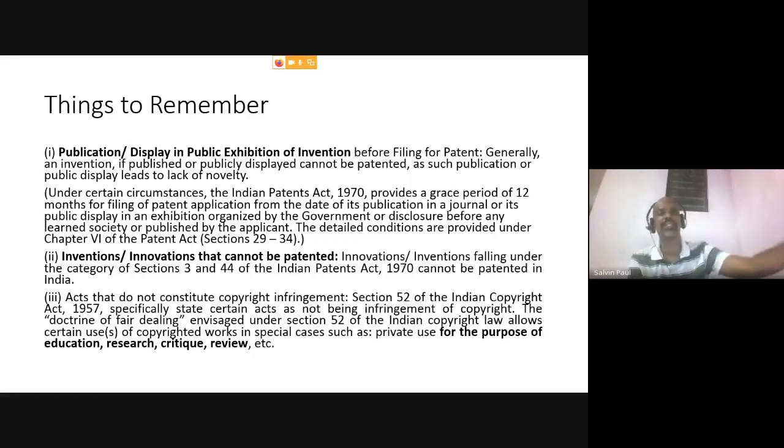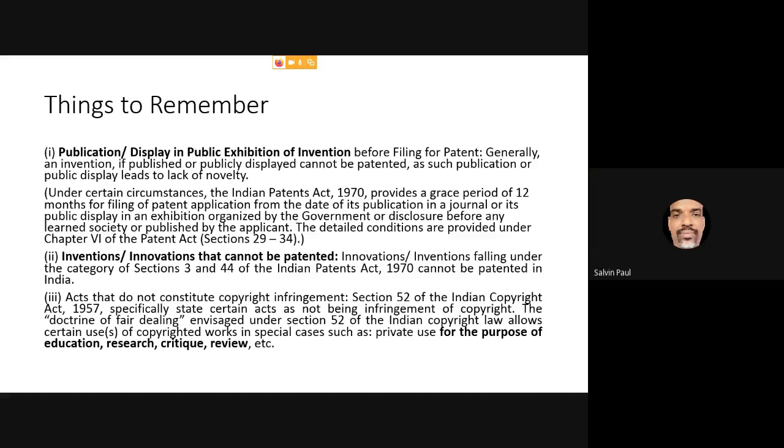So from the date of publication, but you have to go through Chapter 6, Patent Act, Sections 29 and 34. It is a very elaborate document, giving detailed conditions where a published invention can be patented. But it is always necessary that an invention should never lose its novelty, because novelty is one of the most important criteria for getting a patent. So inventions and innovations that cannot be patented, I already explained in Chapter 2 of the Indian Patents Act 1970, which covers frivolous inventions and anything related to atomic energy, etc.